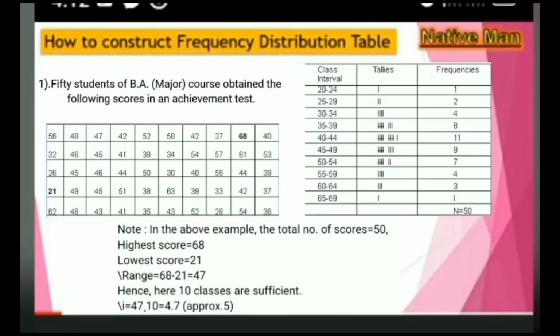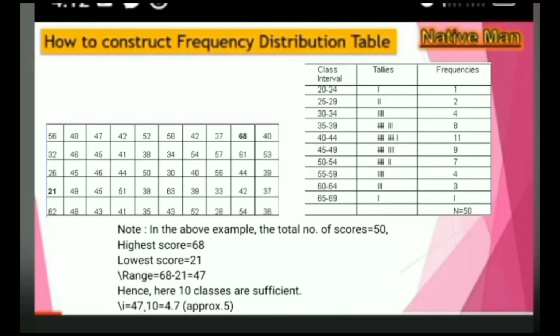Let's check this example. 50 students of Bachelor of English obtained the following scores in the achievement test. As you can see in the first table, we have the scores of students. The highest is 68 and the lowest is 21. As written below, our range is 47 because 68 minus 21 equals 47. Now, our number of class intervals is 10. To get the interval, 47 divided by 10 equals 4.7, rounded off to 5. Therefore, our interval is 5.